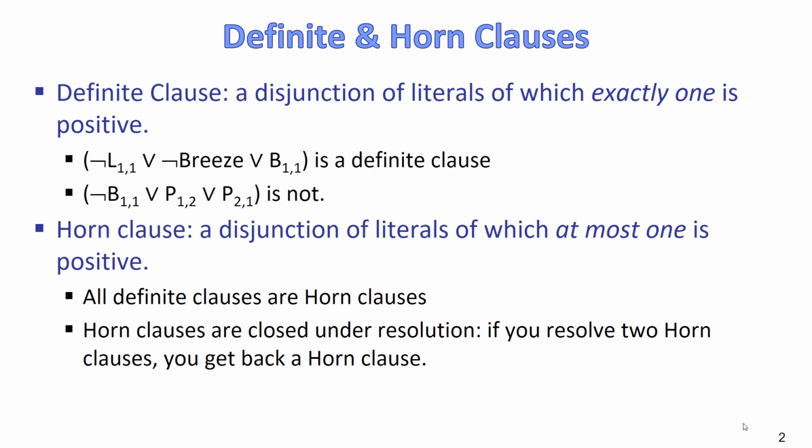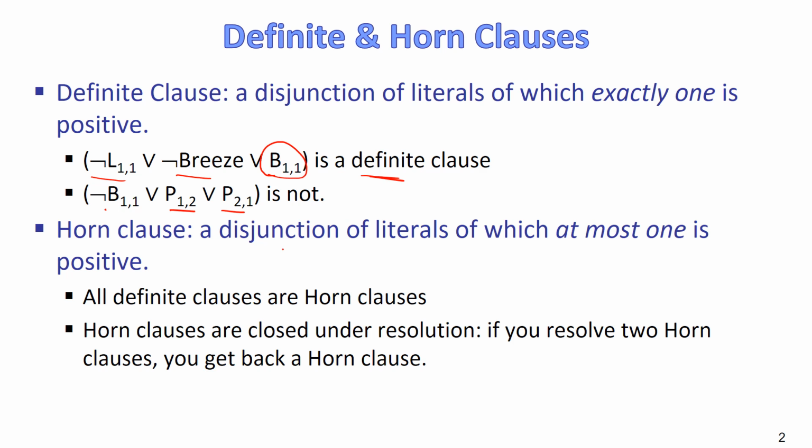And we mentioned that the definite clause is a disjunction of literals of which exactly one is positive. This is like the example here that we have everything that's not positive, but we only have one positive. So this is a definite clause, but this one has two positive literals, so it's not a definite clause.